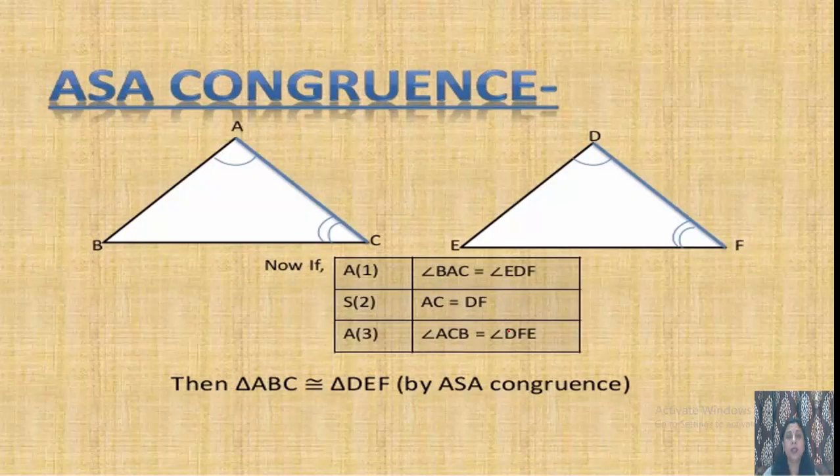Now coming to ASA congruency. Now from the figure, two triangles are given ABC and DEF, and you can see this angle A is equal to angle D. Angle C is equal to angle F, sorry. Angle C is equal to angle F.